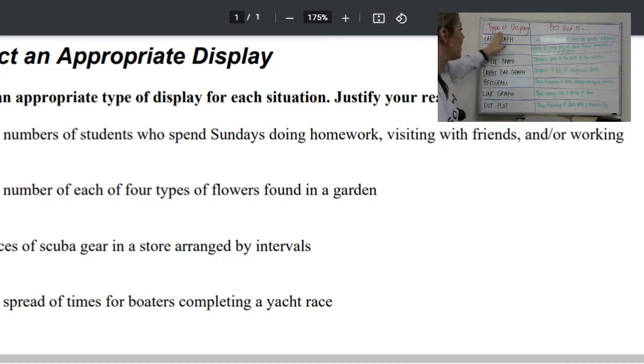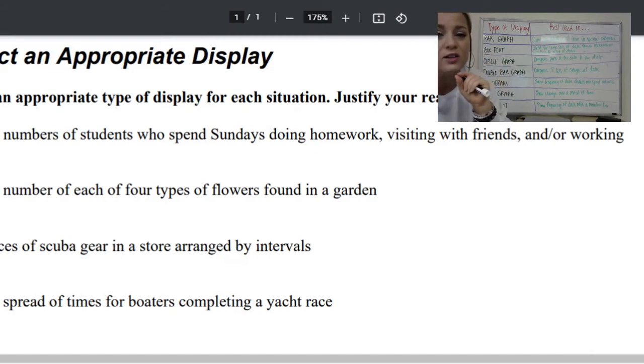So a bar graph is going to be the best, I feel like, because it's the number of items in specific categories. We got 4 flowers, 4 types of flowers, okay? Let's go to number 3. Prices of scuba gear in a store arranged by intervals. I've heard that word before, intervals.